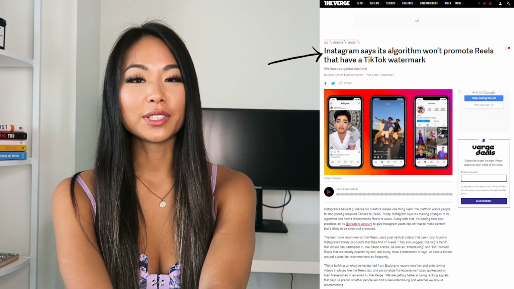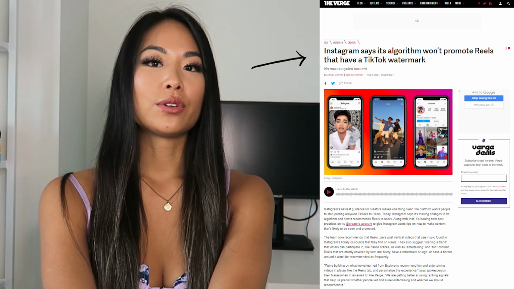And if you're one of those people who are saying that your posts are still performing just as well even with the watermarks, well, the statement was released by Instagram themselves, so you're actually hurting your reach and your post could have performed a lot better without the watermarks.